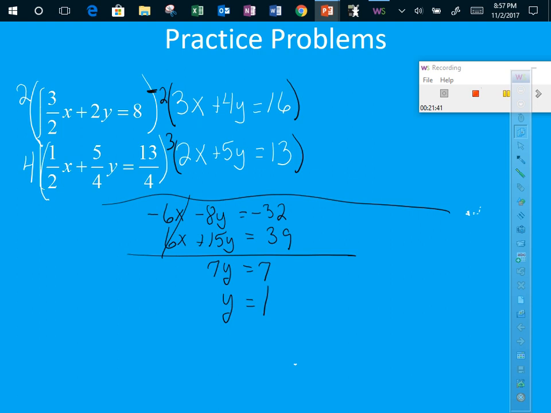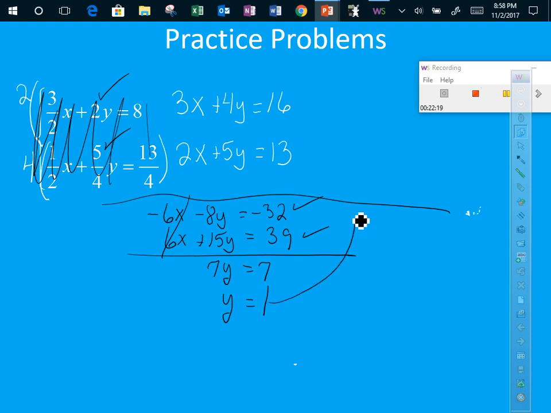Now at this moment you got a ton of choices. You can come back and plug it into equation 1, equation 2, equation 3, equation 4, equation 5, equation 6. Pick the one that's easiest for you. There's no way I'm going to use fractions. So I would come back to one of these second ones that we made. The numbers are a little smaller. Does not matter which one.